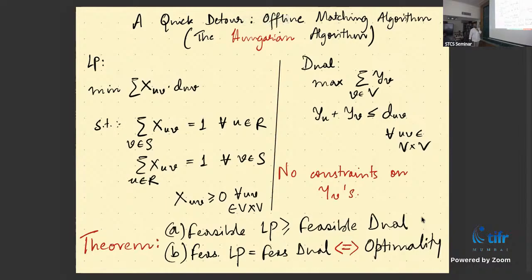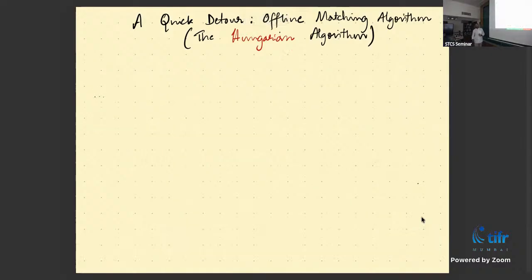So why did we take the dual? We are going to use the very well-known property of primal dual pairs, which is that a feasible solution to the primal is always lower bounded by a feasible solution to the dual. And if we are able to produce a feasible primal equal to a feasible dual, then that implies both are optimal. That's the usual thing we do in primal dual algorithms. But let's see how the Hungarian algorithm builds on these ideas.